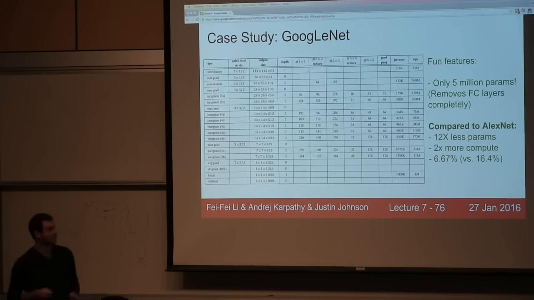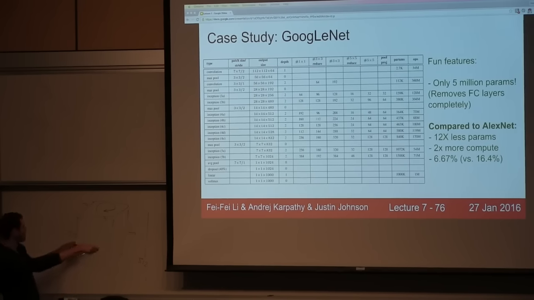What I'd like to point out, though, is you'll see here at the very end, you still have this volume of 7 by 7 by 1024 in their case instead of 512. And then, instead of doing fully connected layers, they do an average pool here. And so they reduce 7 by 7 by 1024 to just 1 by 1 by 1024. And so they save a huge amount of parameters there.